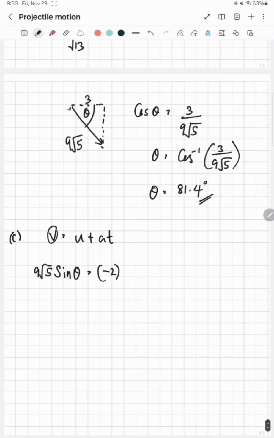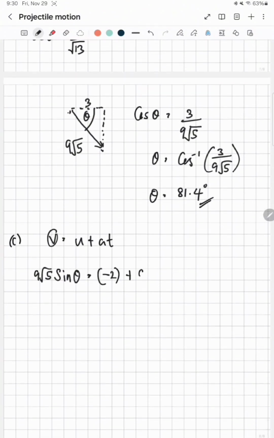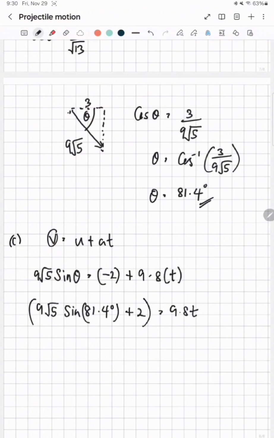And the acceleration downwards is 9.8, so plus 9.8t. So 9 root 5 sine 81.4 plus 2 equals 9.8t. Then calculate it: 9 root 5 sine 81.4 plus 2, divided by 9.8. This gives you t equals 2.23 seconds.